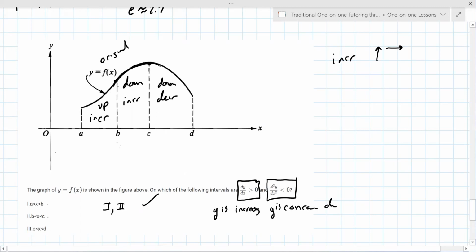Then they're asking where it's concave down and increasing. Oh, I see. Both are true, so that's B to C only. Okay.